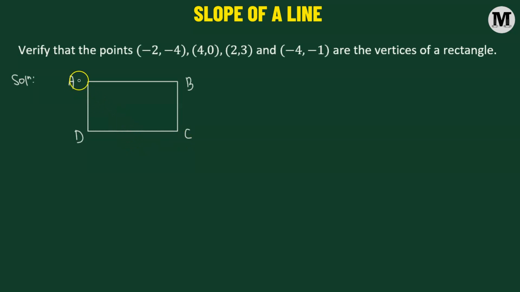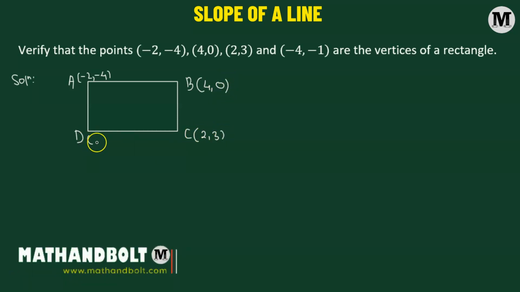So let's consider the vertex A has the coordinates -2, -4. B has the coordinates 4, 0. Vertex C has the coordinates 2, 3. And vertex D has the coordinates -4, -1.